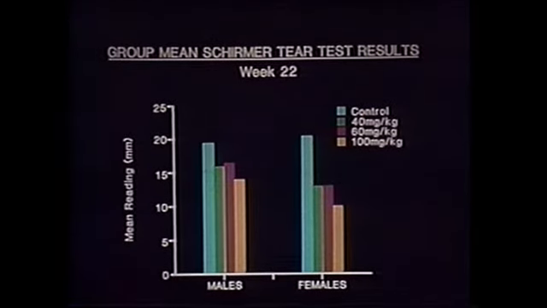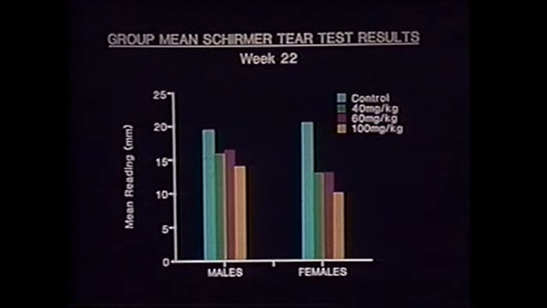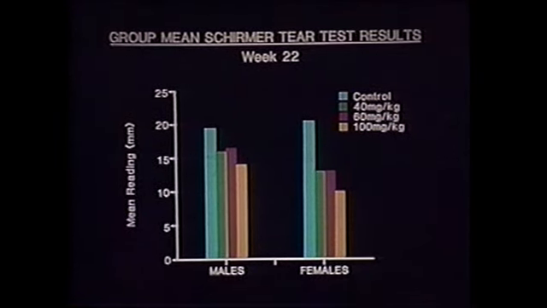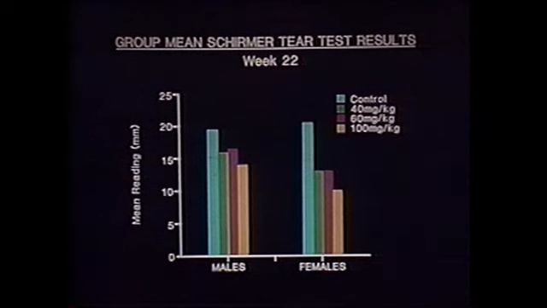This slide shows some data from a study with 5-ASA and gives the Schirmer tear test results, a test for the amount of tears secreted, in various groups of beagle dogs. As you see from this slide, at week 22 there was a considerable reduction both in males and females in the treated groups as compared with the controls of the mean reading in millimetres of the Schirmer tear test. And these animals had been administered various dose levels from 40 to 100 milligrams per kilogram of 5-ASA.